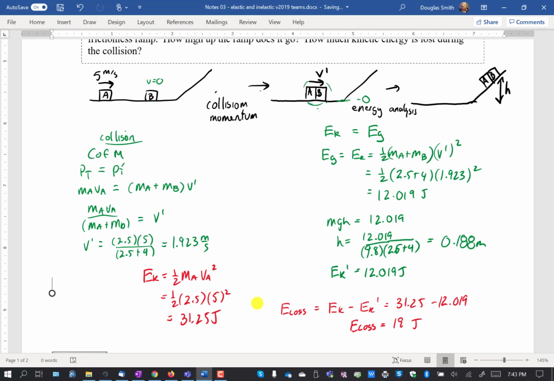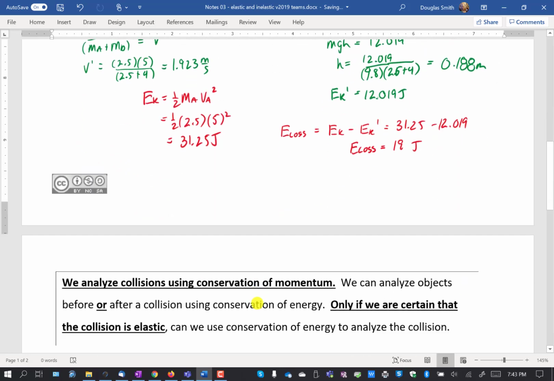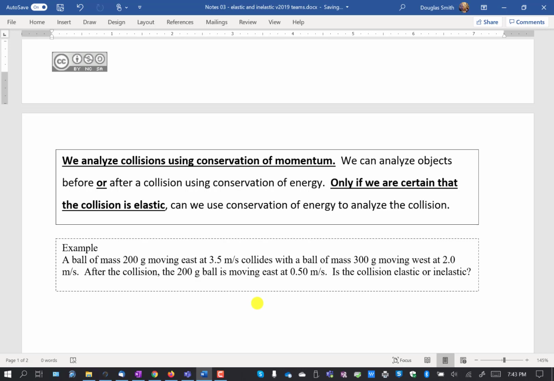So once again, the collision is a momentum question. Before or afterwards, it could be an energy analysis. So we solve collisions using conservation of momentum. And then we can analyze objects before or after the collision using conservation of energy. Only if we're certain that the collision is elastic can we use conservation of energy to analyze the collision.